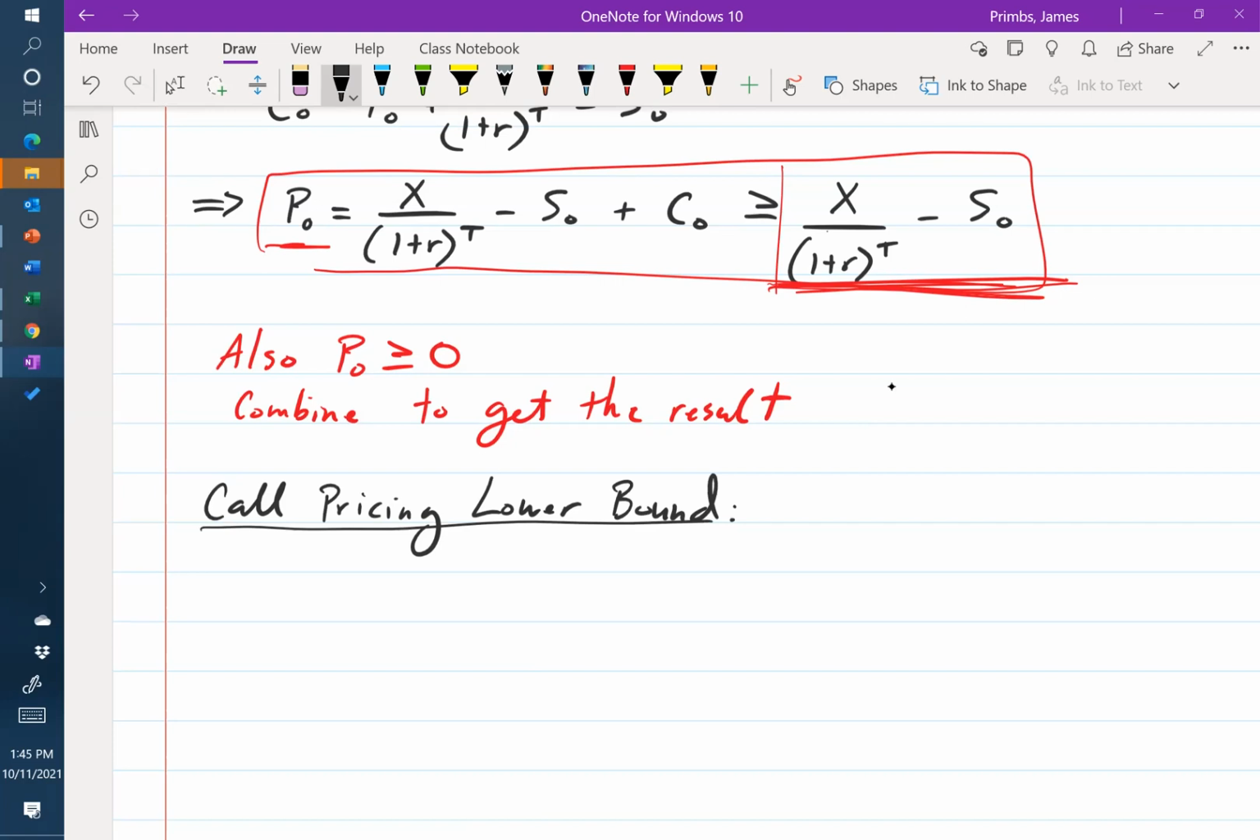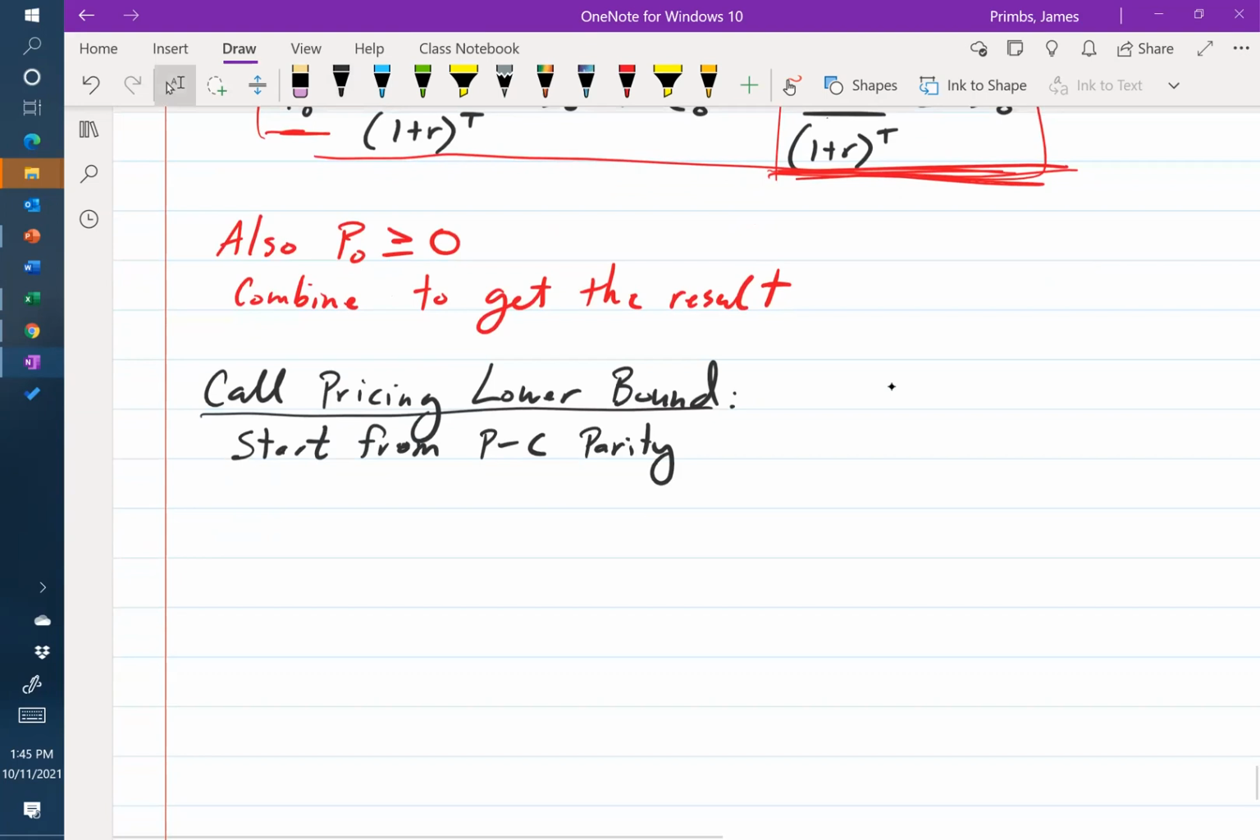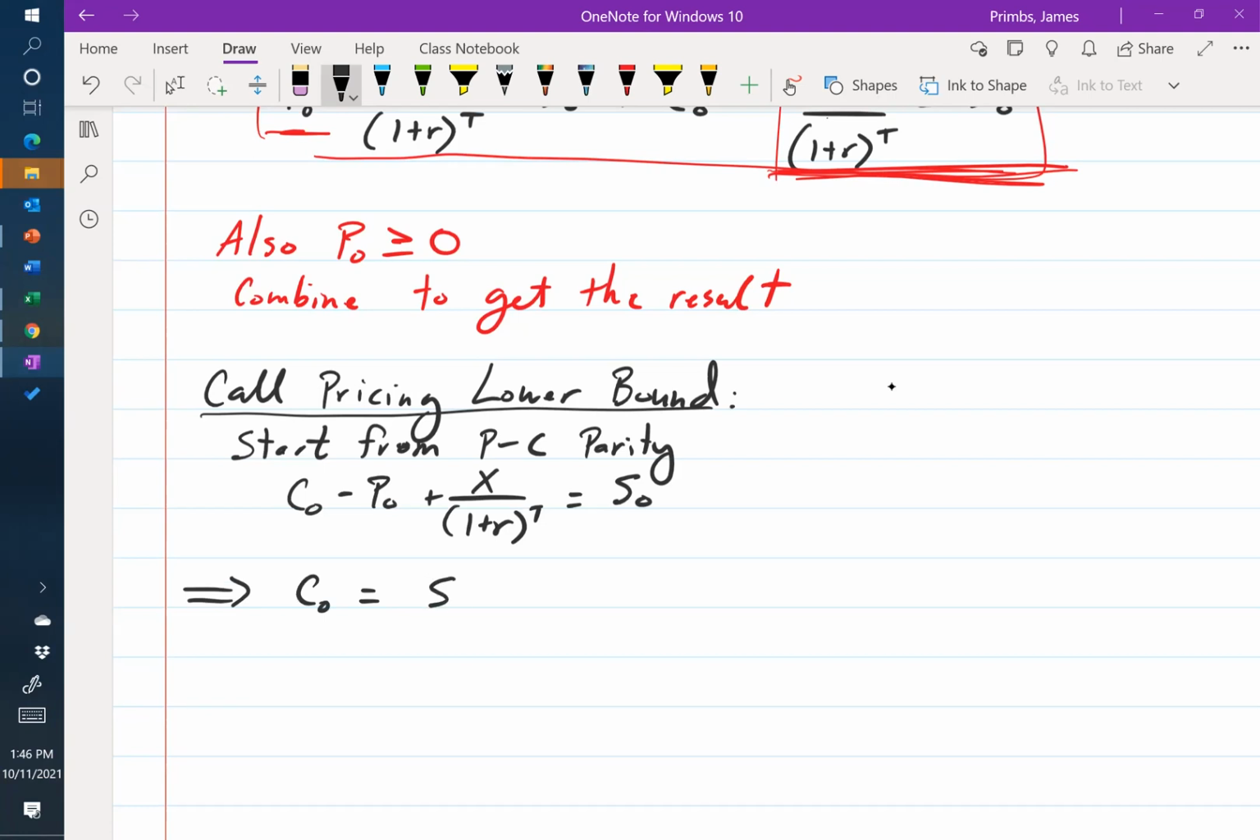All right, so again, we're going to start from put call parity, and we're going to do the same argument. Put call parity says C0 minus P0 plus X over 1 plus R to the T equals S0. And then what am I going to do? I'm going to solve for C0. C0 is equal to S0 minus X over 1 plus R to the T plus P0.